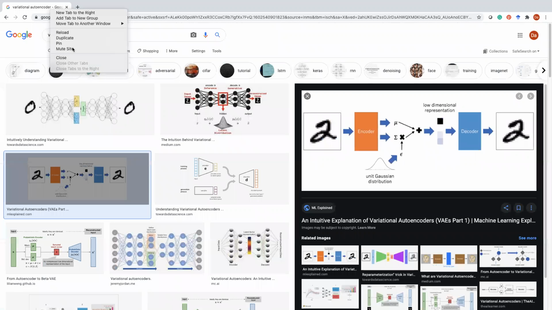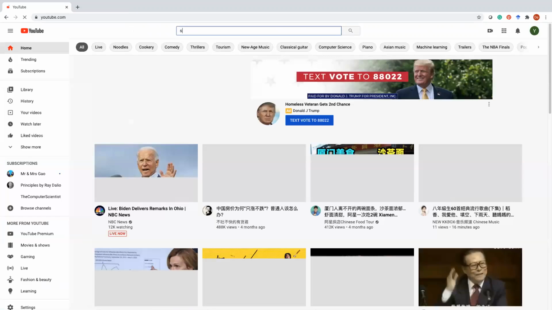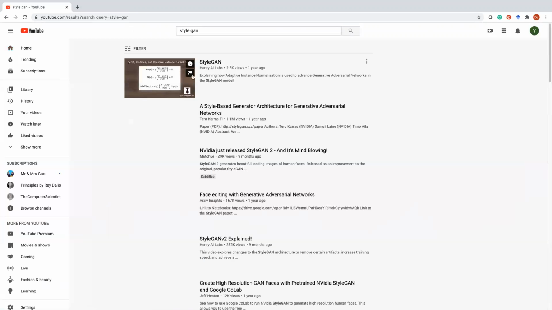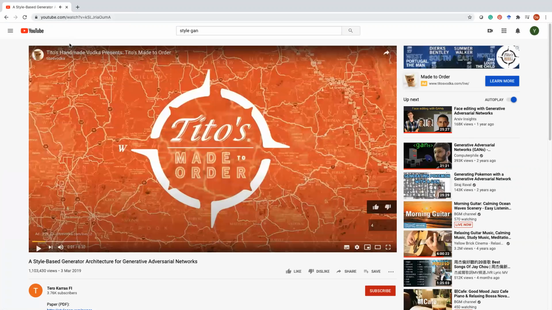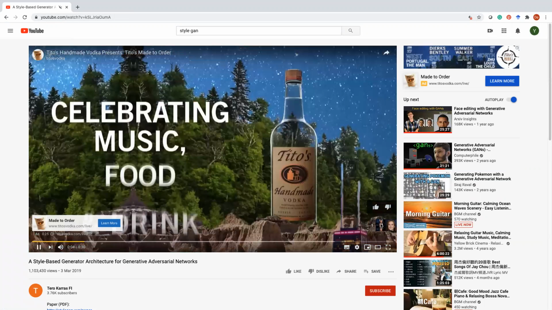Let me mute this side so that we don't have any noise. And then let's go to YouTube. So for example, NVIDIA has this called StyleGAN, which is basically following a similar idea. So if you want to generate faces, oh, sorry, I think I muted. So let's mute it. It's an advertisement.